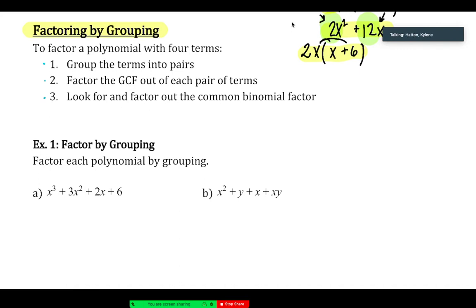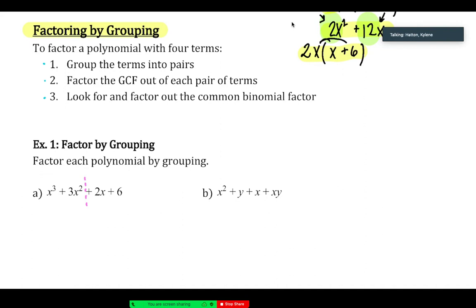So for A, x cubed plus 3x squared plus 2x plus 6. The first step listed above was to group the terms into pairs, so that's what we're going to do. We don't really have to put parentheses around them. We can just put a break in between them to show what we're grouping together. So I'm going to separate the first 2 terms from the third and fourth terms, and those will be my 2 pairs.